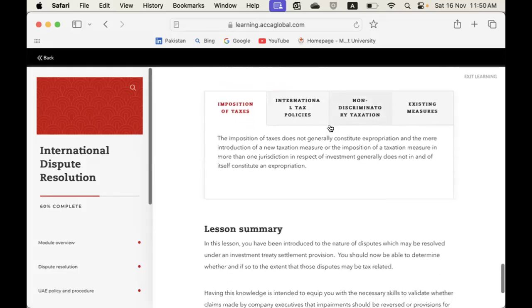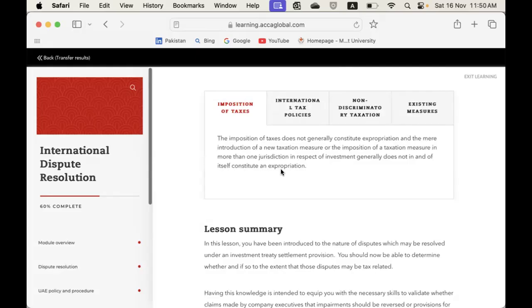Let us look at these one by one. Imposition of taxes. The imposition of taxes does not generally constitute expropriation. Obviously, it is not in general expropriation, and the mere introduction of a new taxation measure or the imposition of a taxation measure in more than one jurisdiction in respect of investment generally does not in and of itself constitute an expropriation. It's a fair point.